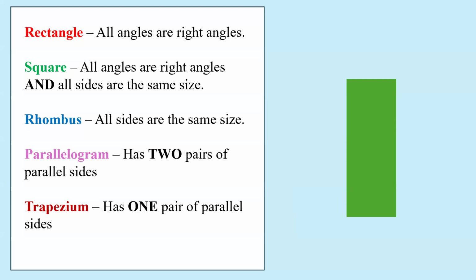Okay, so we can call this shape a rectangle because all of its angles are right angles. We can't call it a square, because although all of its angles are right angles, not all the sides are the same size. For that reason, we can also get rid of rhombus. It can't be a rhombus because it doesn't have four sides that are equal in length. But it does have two pairs of parallel sides, so we can call it a parallelogram. And because it has two pairs rather than one pair, we can't call it a trapezium. So we can call this shape a rectangle, and we can also call it a parallelogram.